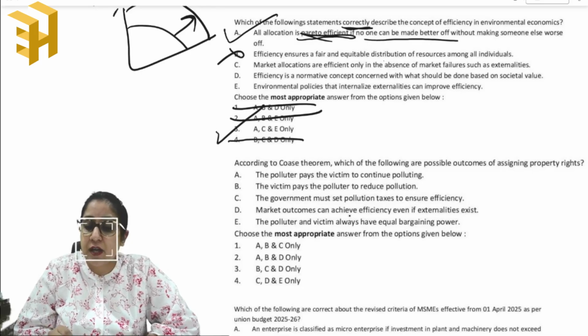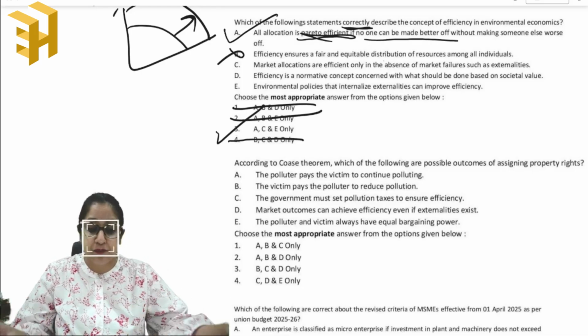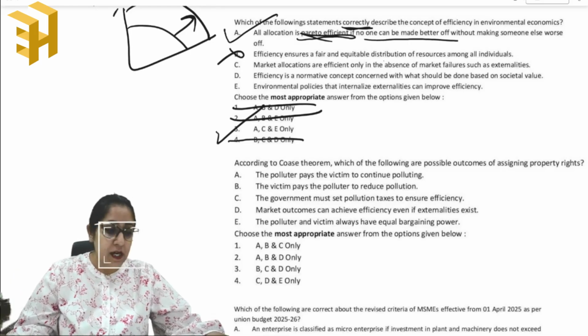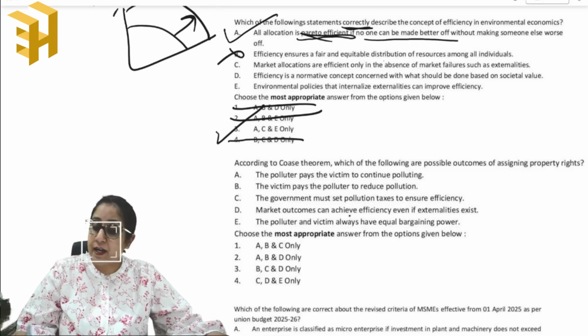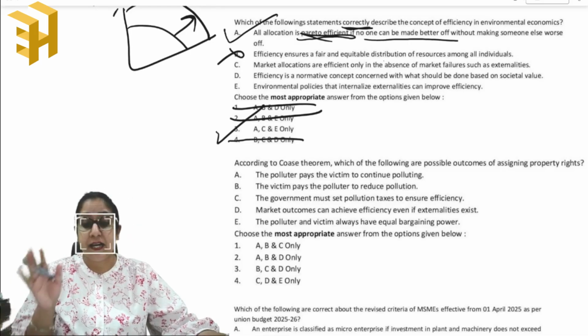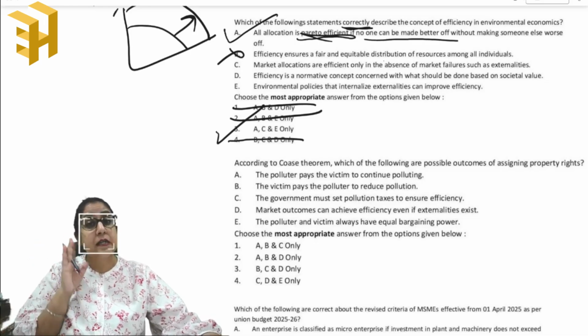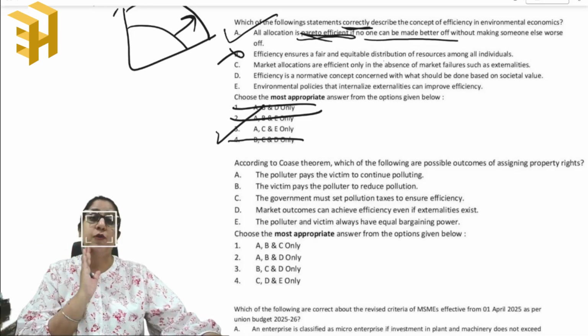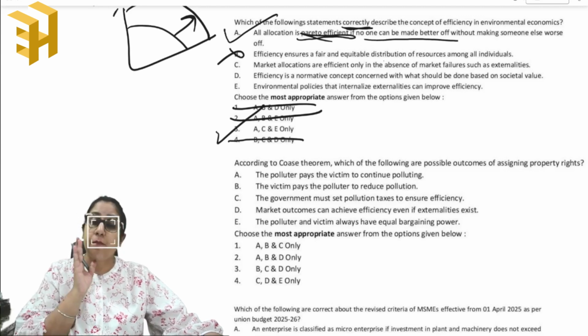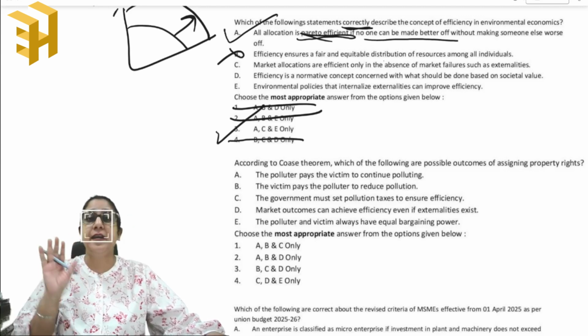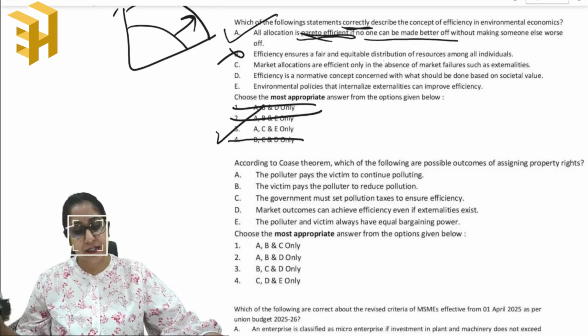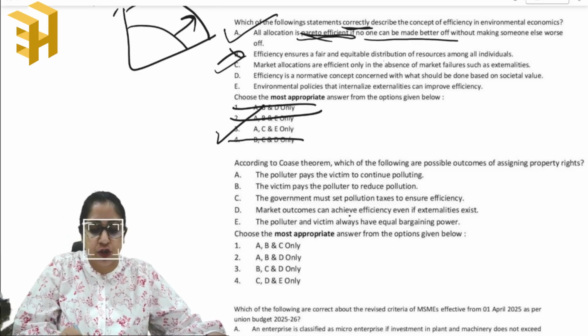Market allocations are efficient only in the absence of market failures, right? So market failures such as externalities, yes, externalities lead to market failures, which leads to inefficient outcomes. So market is efficient only in the absence of externalities. So this statement is true.